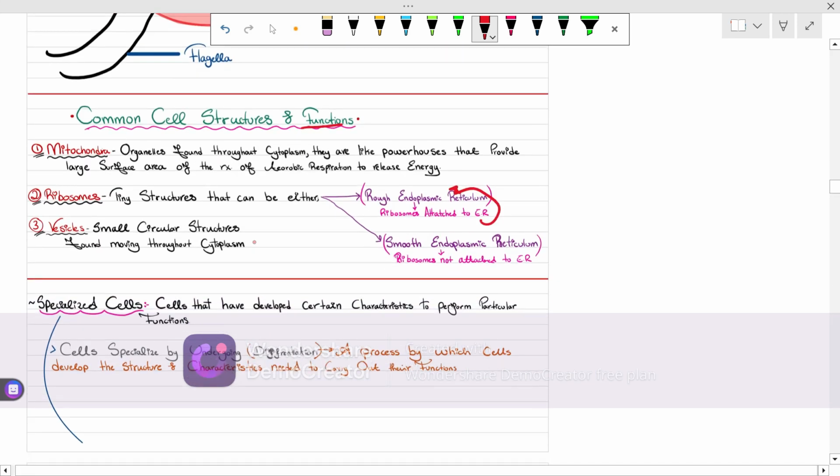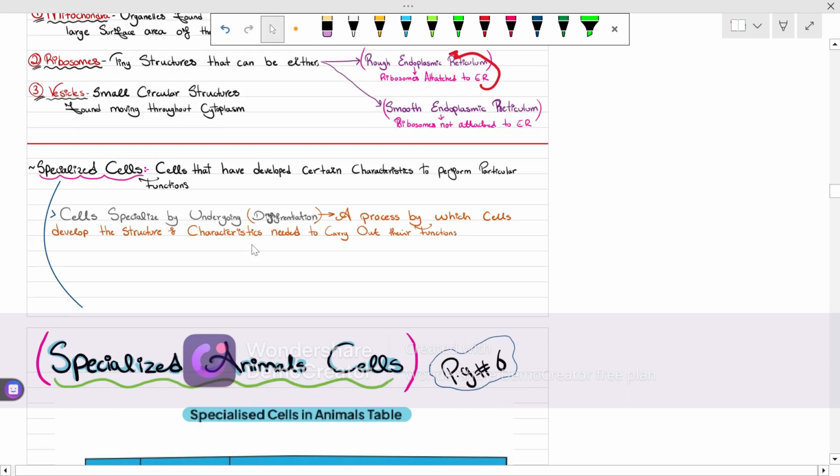Alright, now let's understand a new topic, specialized cells. So the three cells we took above, animal cell, plant cell, and bacterial cell, these are all common cells, but they're not specialized cells. Specialized cells are cells that have developed certain characteristics to perform particular functions. So a specific cell for a specific function only.